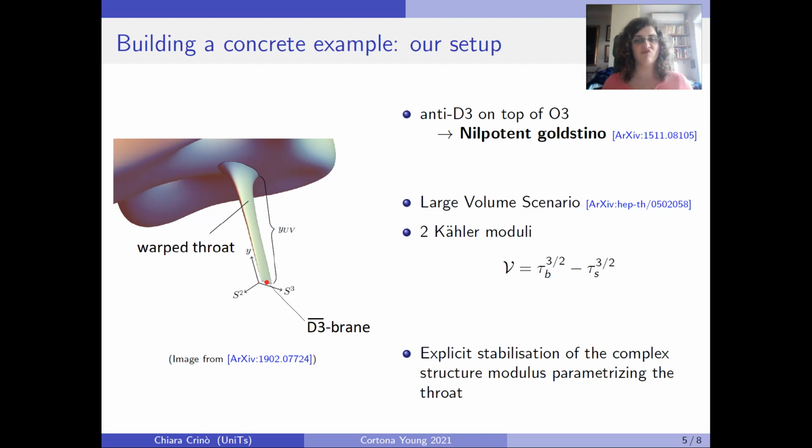Finally, we know that in general, the complex structure moduli are stabilized at much larger energies with respect to the Kähler moduli. Therefore, we usually consider the two stabilization problems separately. Nonetheless, here we have a warped throat, and we know that at least in principle, the complex structure modulus parametrizing the throat could be stabilized at smaller energies. Therefore, in our work, we considered a 3-moduli problem in which the 2 Kähler moduli and this specific complex structure modulus are stabilized at the same level.